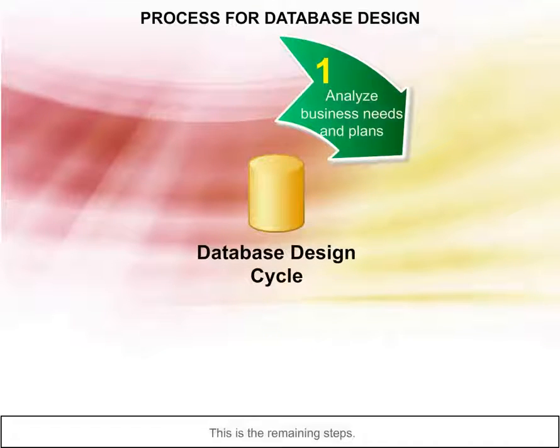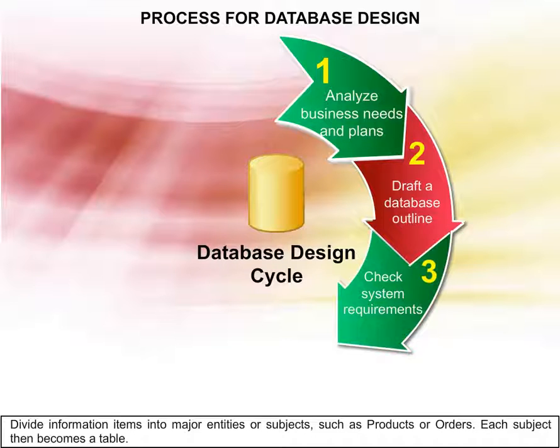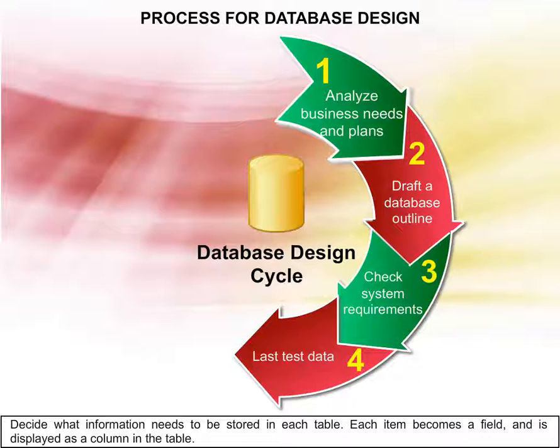Process for database design. Analyze business needs and plans. These are the remaining steps. Draft a database outline. Gather all of the types of information to record in the database, such as product name and order number. Check system requirements. Divide information items into major entities or subjects, such as products or orders. Each subject then becomes a table. Last, test data. Decide what information needs to be stored in each table. Each item becomes a field and is displayed as a column in the table.